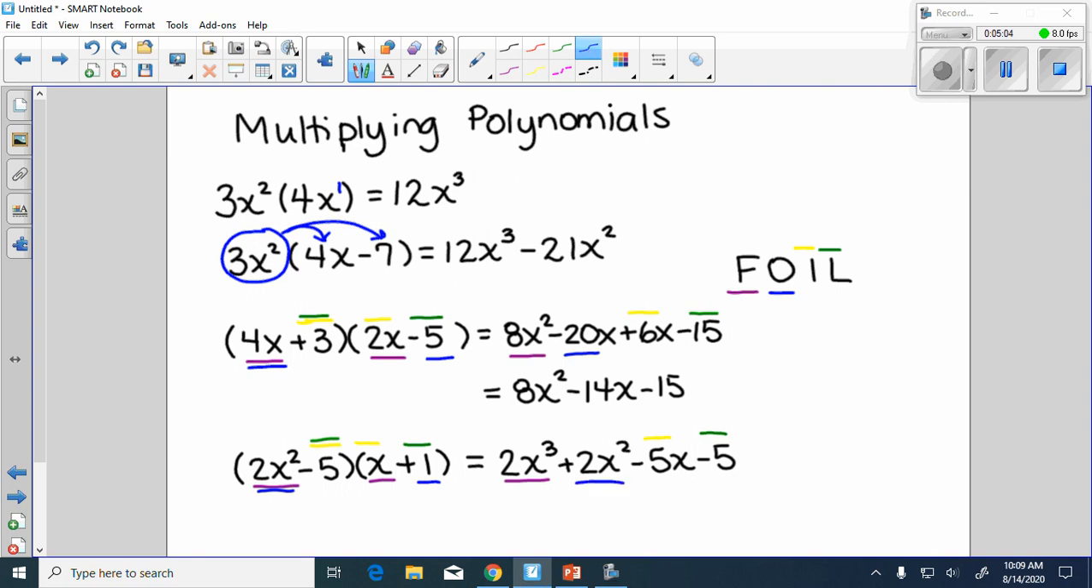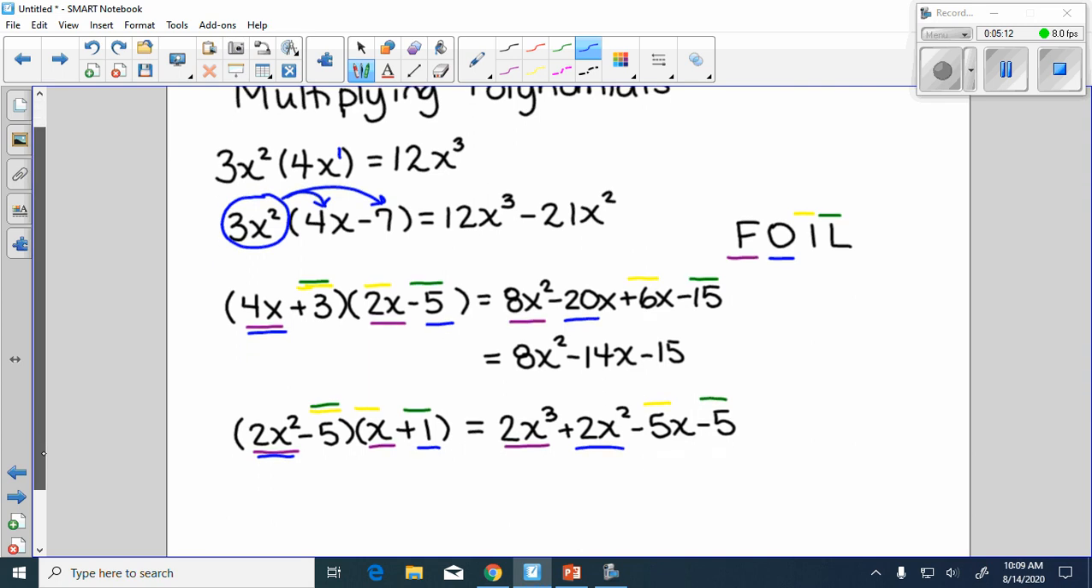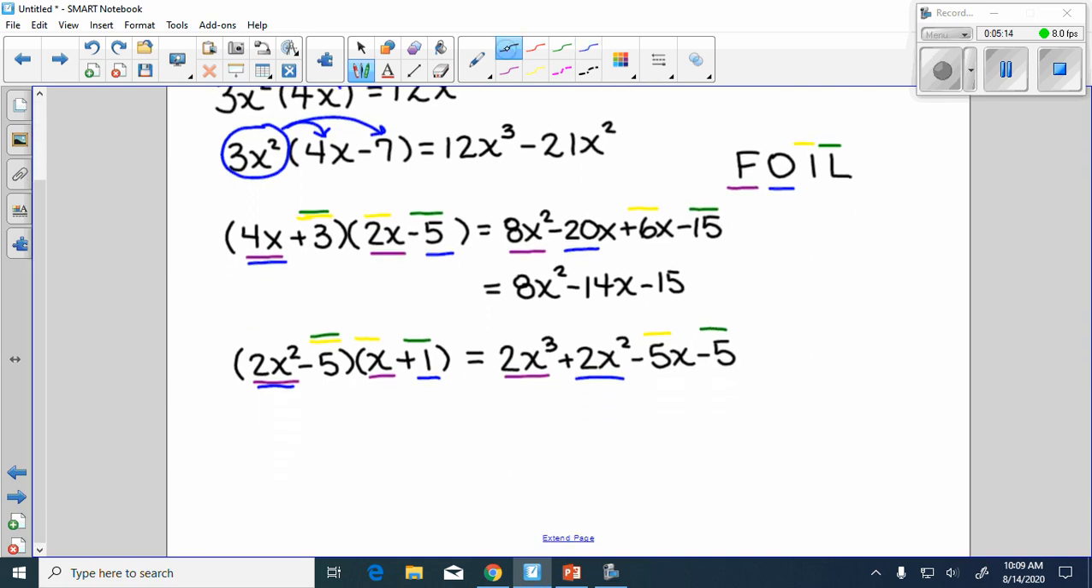Now when we look at this, we notice that none of those are alike. None of those terms are alike. So once I've distributed and I've used the word FOIL, then I'm done with this example. That's the best I can do with it. Okay, somehow I need to circle my answers.